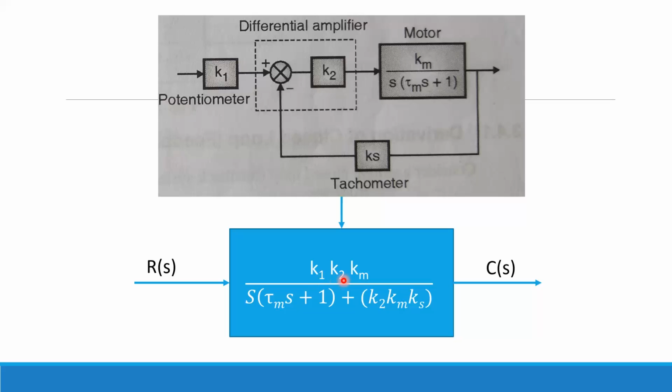The reduced form of this system is K1 K2 Km divided by S(tau m S plus 1) plus K2 Km Ks. Based on this transfer function and the input given to it, we can calculate the output of the whole system within minutes. This figure gets reduced to a single block, and it is very easy to calculate the output from this simplified form. You just put in the values of K1, K2 and the remaining terms, and you get the output based on the relation of R(s) with this transfer function.